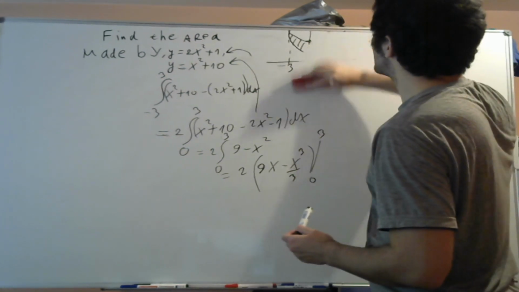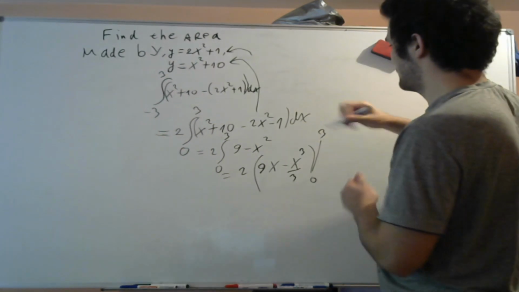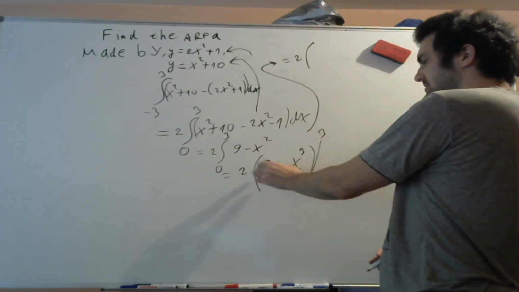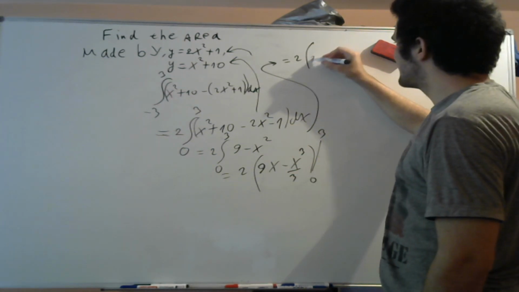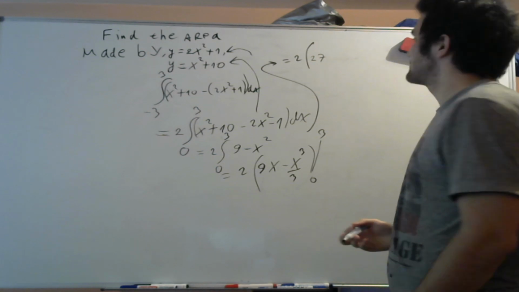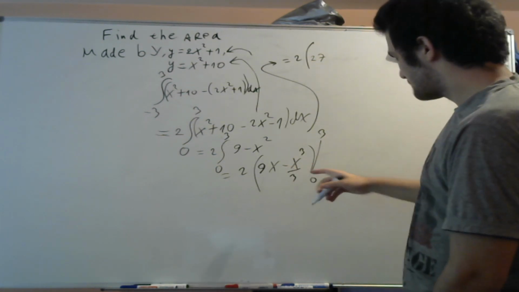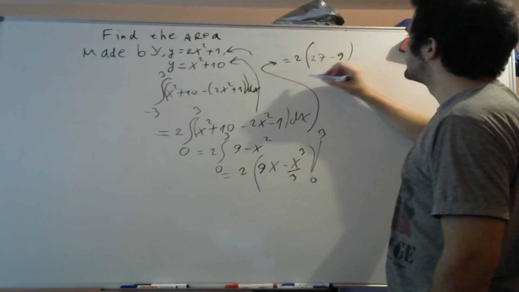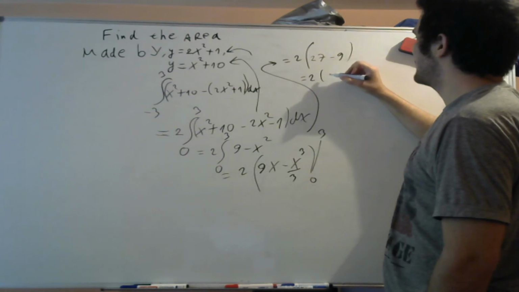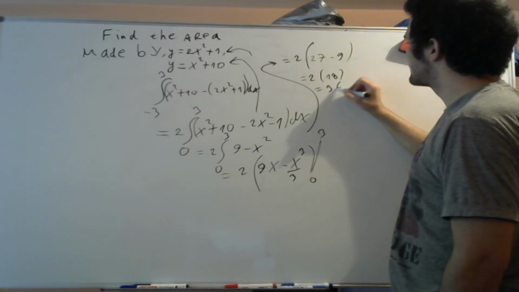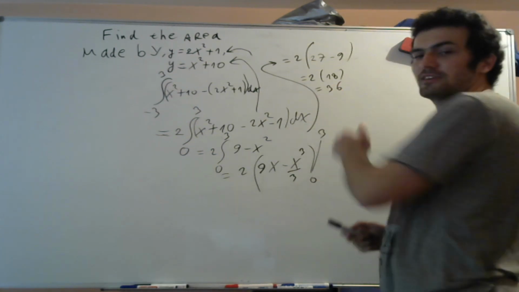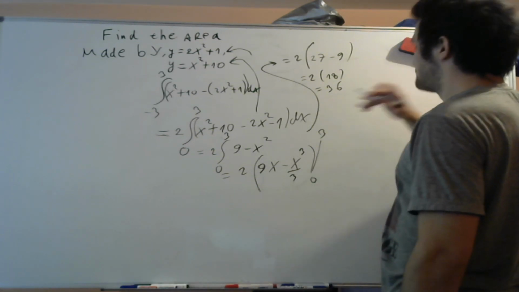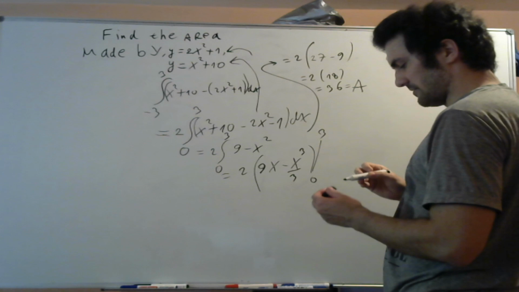Okay, we only need to calculate now. 2 times, I just integrate this term, and when we put 3 here, we get 27, because 9 times 3 is 27, I hope. And minus 3 to the third is 27 divided by 3, which is 9. So we get 2 times 27 minus 9, which is 18, and the result is 36. So what did we actually get? We got the area between two curves, that area that we found.